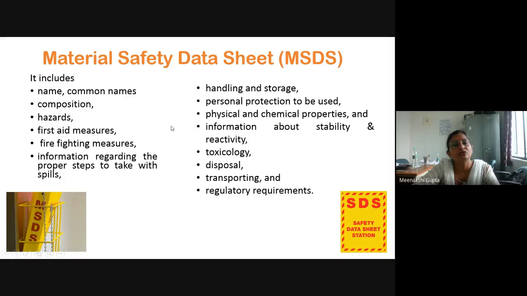Then what type of first aid measures we can take to overcome those hazards are also displayed in the material data sheet. Then the firefighting measures are mentioned, like in case an accident happens, what type of firefighting measures we can take to overcome that problem. Then information regarding the proper steps to be taken when this chemical is spilled out. Then the proper conditions of handling and storage of that chemical are mentioned.